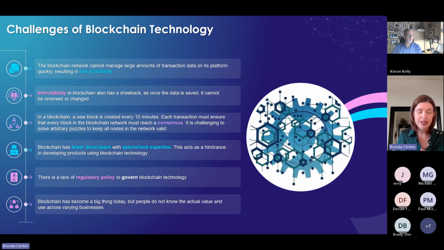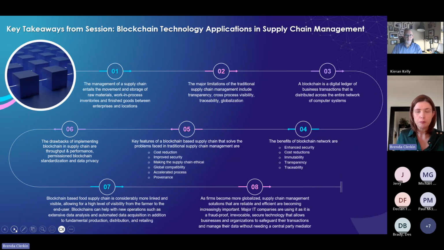So I'll let Kieran speak to that. Regulation isn't quite there in terms of blockchain technology as yet. It's still in the making, so there's more to come through on that. And then just getting the value, making sure that you get some value out of the technology and being able to identify that up front.